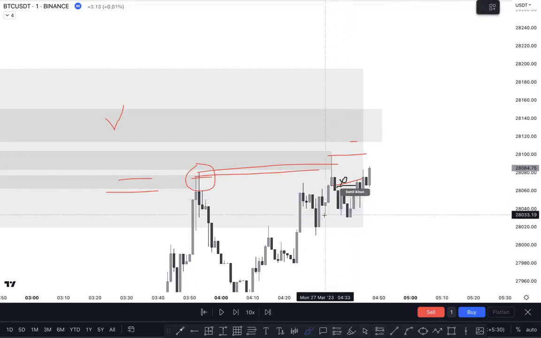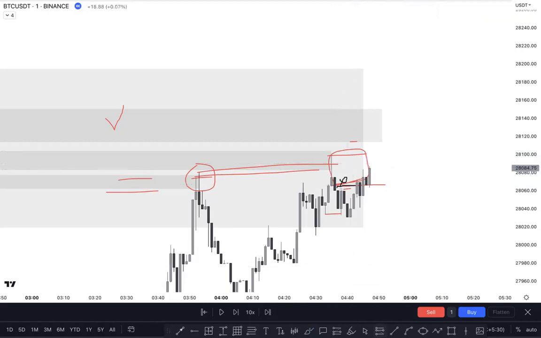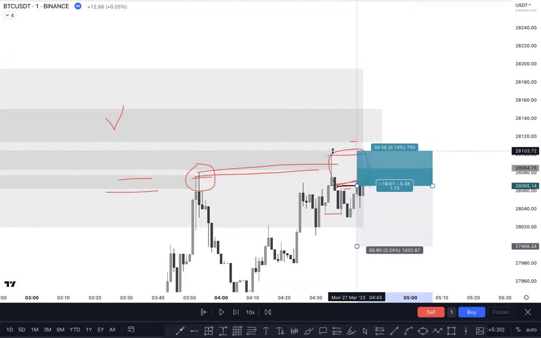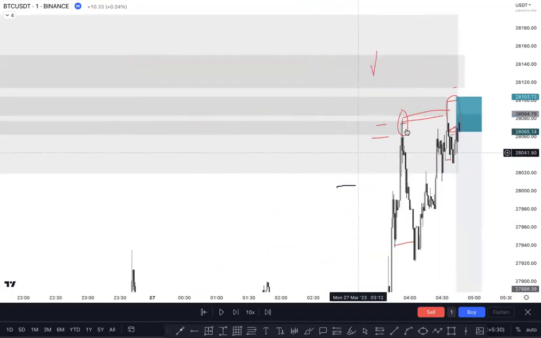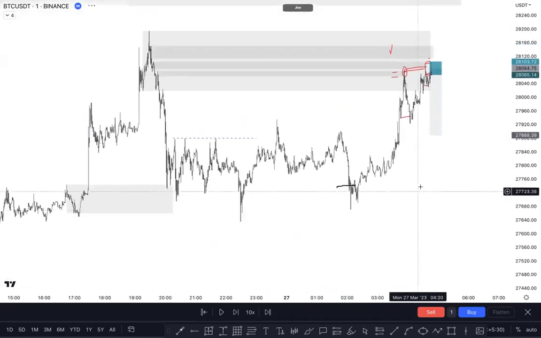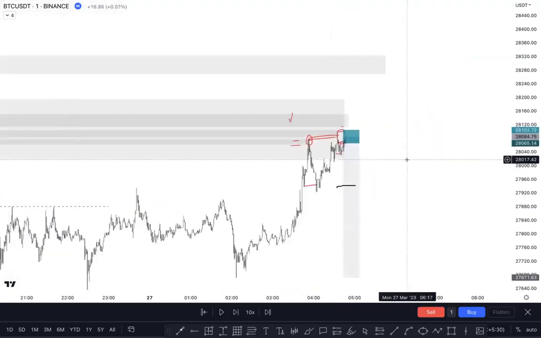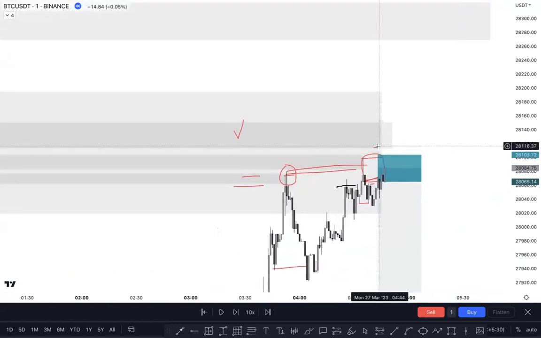This one: chalk, inducement, and sell. Yes, sir, you can sell here. Put the stop loss just above it. Okay. And where is the target? Target is here, right? Perfect.